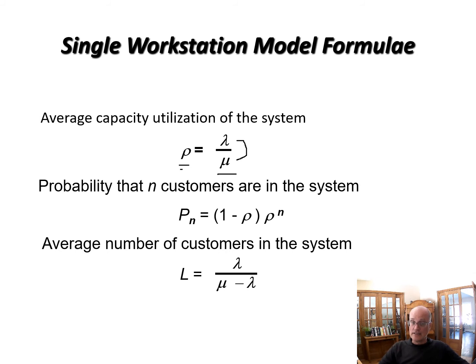So utilization is how busy the system is. The closer that is to 1, the closer the arrival rate is to the service rate, and the longer your line will tend to get. So the probability that there are n customers in the system is 1 minus rho times rho to the n. And we'll show you a couple of examples in a second. The average number of customers in the system, L, is equal to lambda over mu minus lambda. So as lambda gets bigger, the number of people in the system gets bigger.